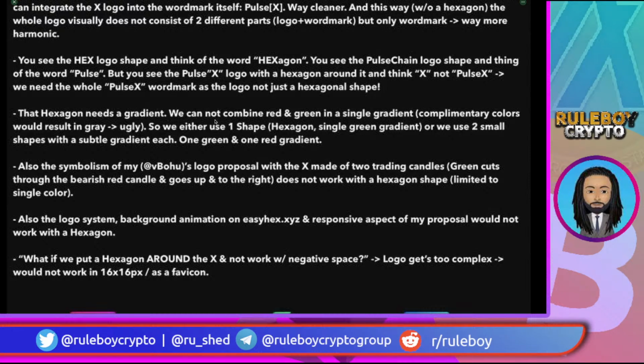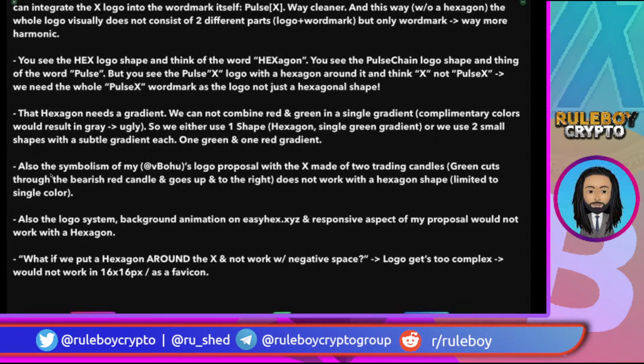So now we're talking about the color. We cannot combine red and green in a single one. But I really like his thought over here. At the end of the thought, he said he was talking about one green and one red gradient. He was talking about the candles. The candles in trading charts, we have green and we have red. So instead of using a gradient for the two, for candles, which identifies as candles, which is a nice thought over there also.